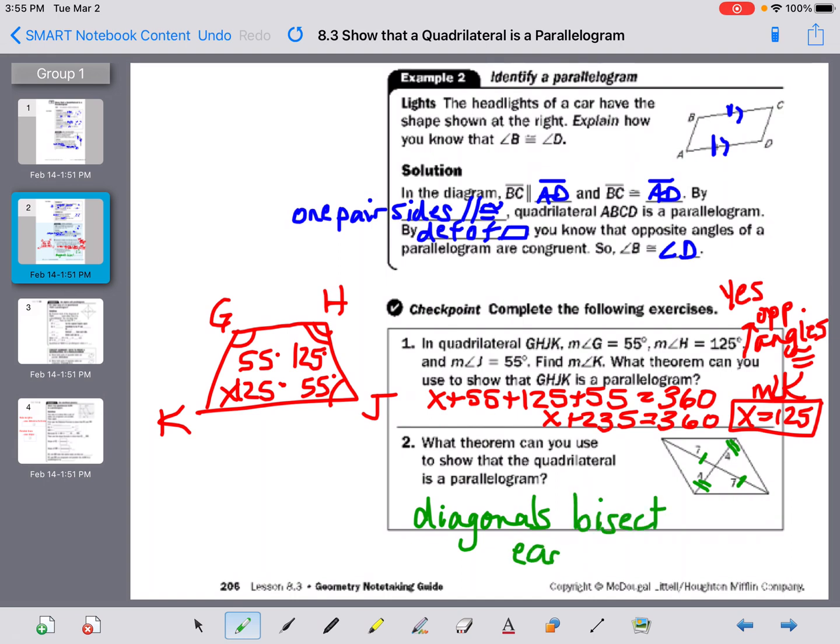Okay. Now, you have a worksheet for homework tonight, and I wrote on the directions. It says, give the reason. Don't give the theorem number. Just like we wrote here, just say like diagonals bisect each other. Opposite angles are congruent. That's the kind of reason I want you to give on your homework tonight.